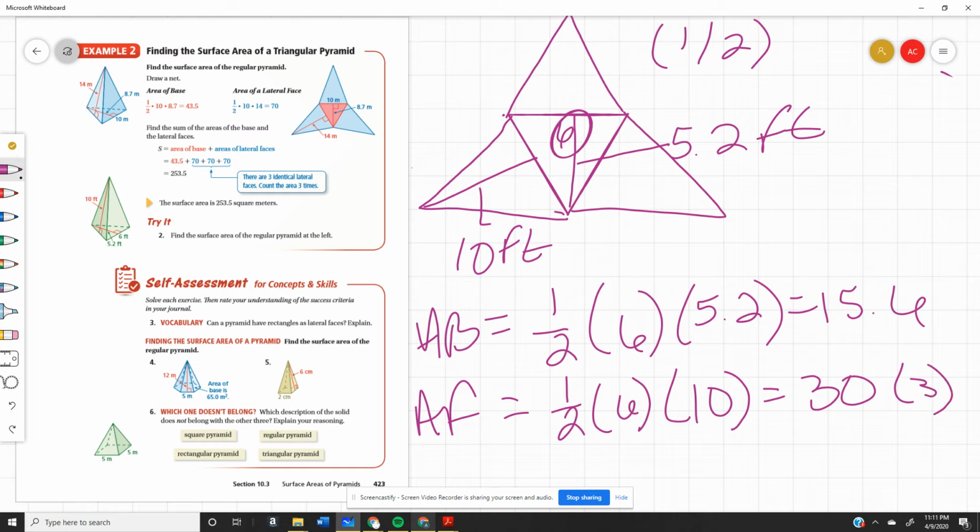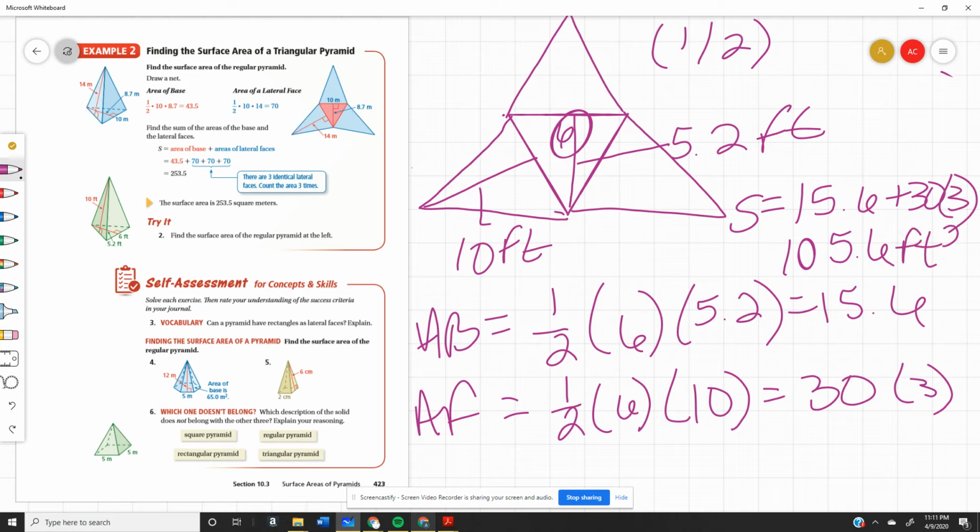So our surface area here is going to be equal to 15.6 plus 30 times 3. So that is going to give us a total of 105.6 feet squared. Okay, 105.6 feet squared. I really would like to know if there was any questions. If there's any questions, let me know.